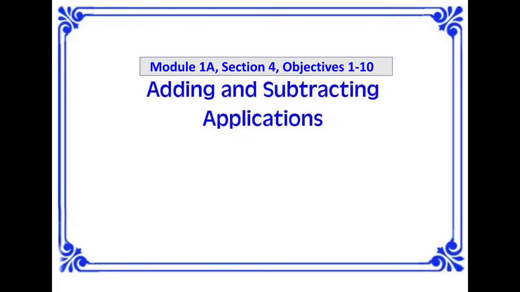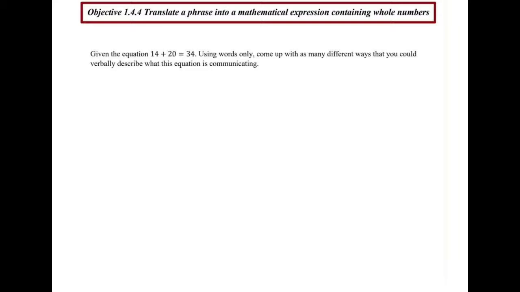Module 1, Section 4, and this is going to be Objective 4. Objective 4 says translate a phrase into a mathematical expression containing whole numbers. So basically what they're going to do is start with a sentence using actual words, and you have to change it to math. Okay, so basically you're going from English to math. And later we'll go the other direction as well. But for right now we're going to go English to math.